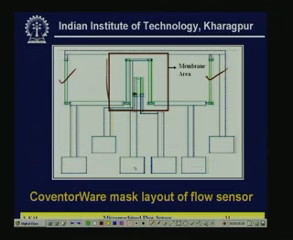The central one is the heater. For the heater there are two bonding pads, so you can heat the heater, and these are the upstream and downstream sensing elements. These are kept very close to the heater, so that the heat will be directly transferred from the heater to the sensing element. You will get much more sensitivity if you can make the sensing resistor very close to the heater.